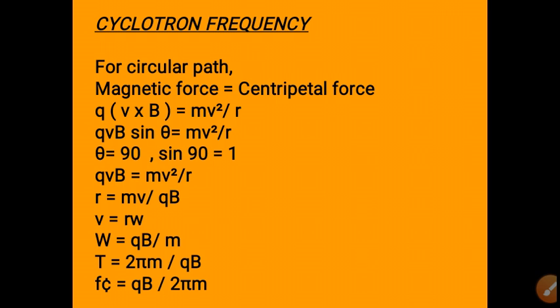Using v is equal to r omega, we can write omega equal to q B divided by m. If you get omega, we can easily find time period T, that is 2 pi m by q B, and hence frequency is the reciprocal of time period, that is frequency of cyclotron f_c is equal to q B by 2 pi m.